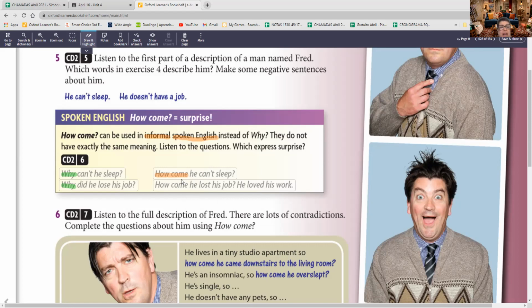Como assim? Okay. Here, how come he lost his job? He loved his work. So I don't understand, and it's difficult to believe because he loved his work. So how come he lost his job? All right. That's why it's different from simply asking, why did he lose his job? Here, you want to know the right information about it. You want to know what exactly happened. Okay?